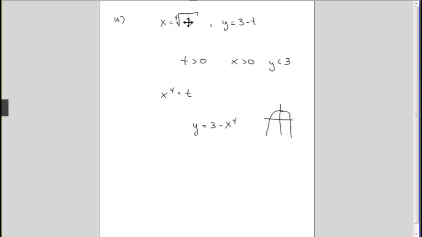But because of the original equation, we would not have this part of the curve. So it would just be the right-hand part of the curve. Okay, so that's it. Let's go look at the graphing program.